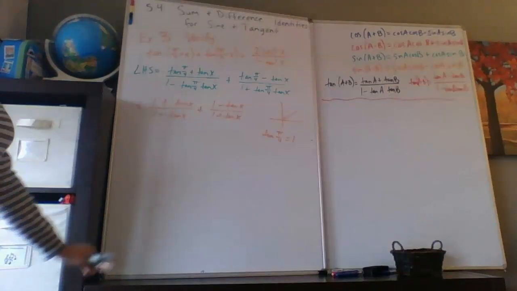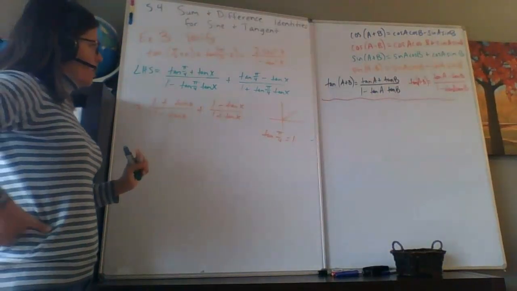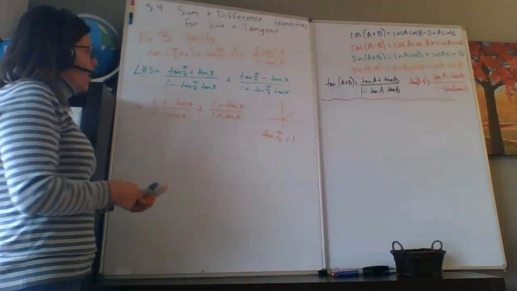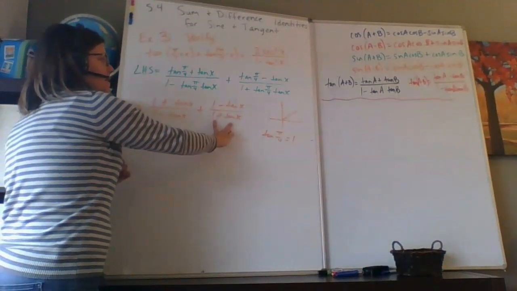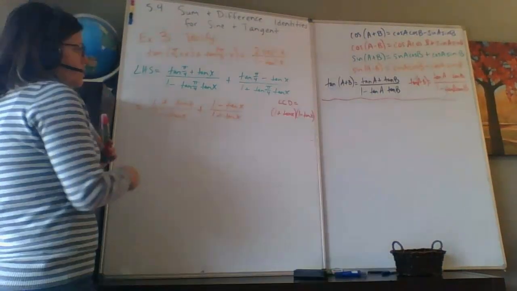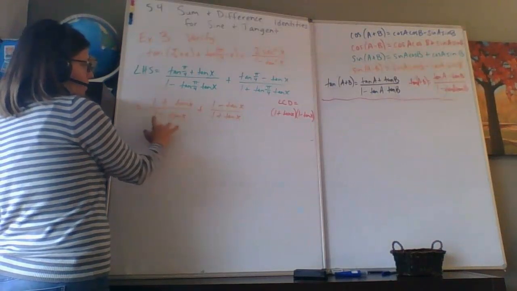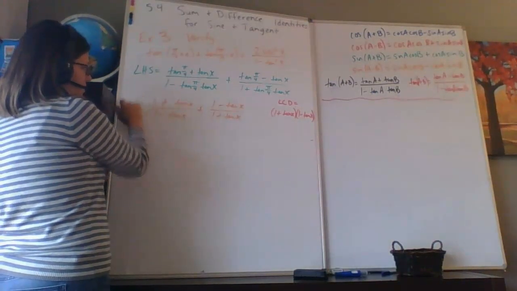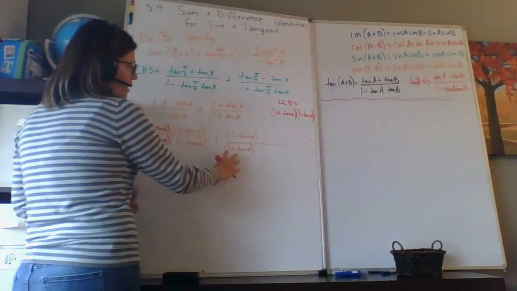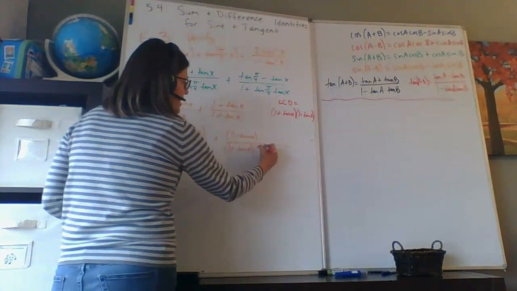Now we have the addition of two fractions with different denominators. So we need to figure out what our common denominator is. And that's going to be 1 minus tangent x times 1 plus tangent x. So on the left, we already have the 1 minus tangent x, so we need to multiply 1 plus tangent x to the top and the bottom. And on the right, we already have a 1 plus tangent x, so we need to multiply top and bottom by 1 minus tangent x.